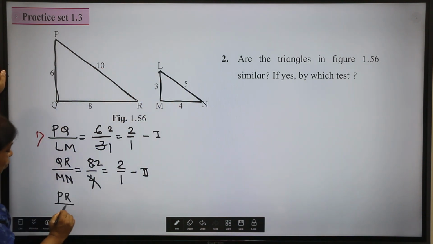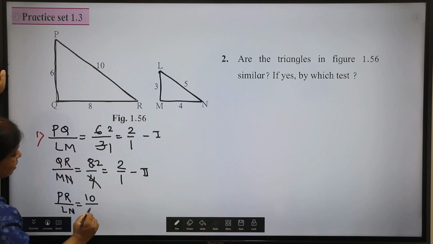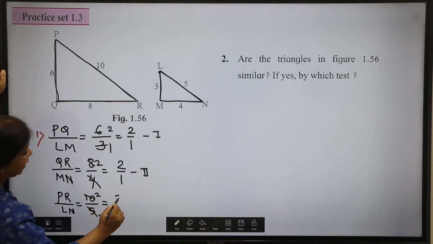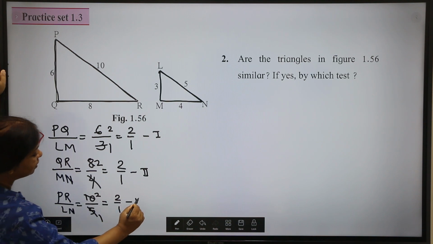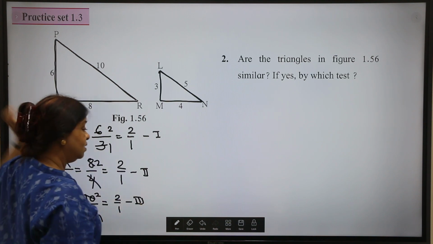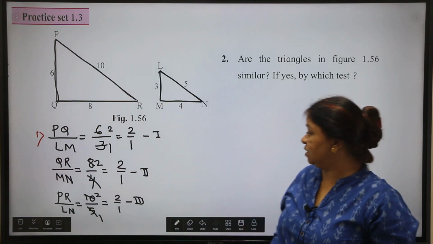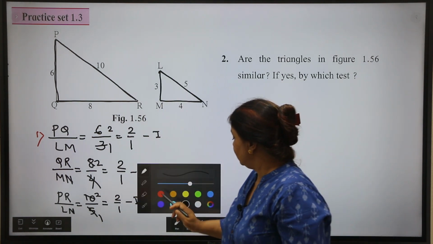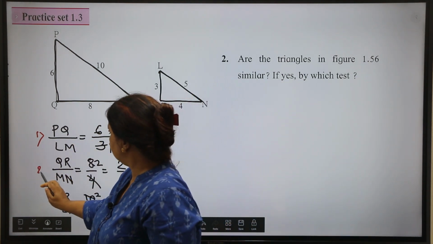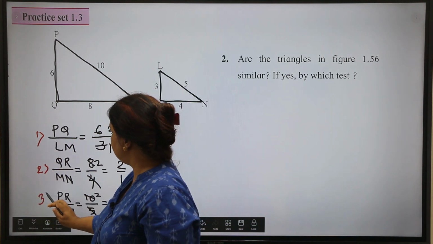PR upon LN. PR is how much? 10. And LN is how much? 5. So 5 ones are 5, 5 twos are 10. We are getting 2 upon 1, the third statement. Now looking at these three statements, this is the first one, this is the second one, and this is the third one.